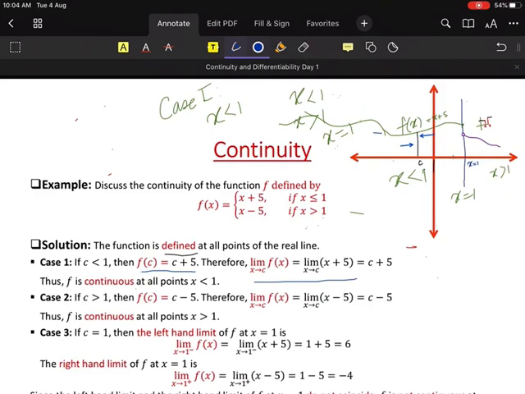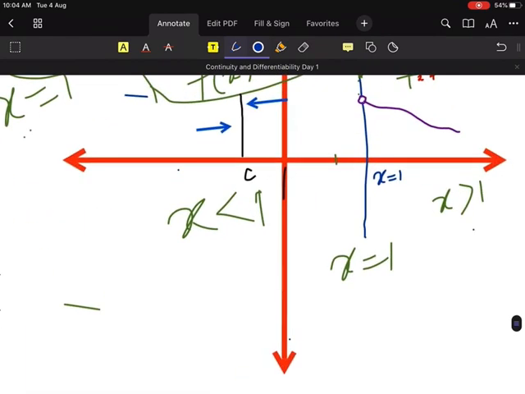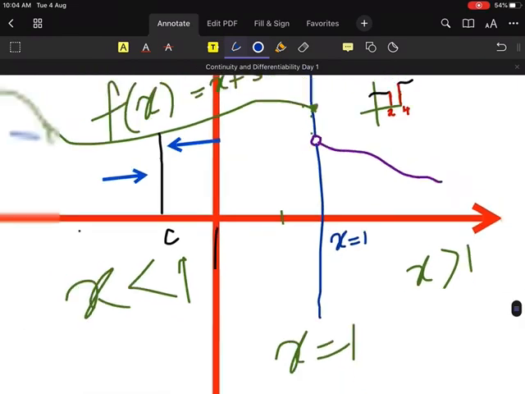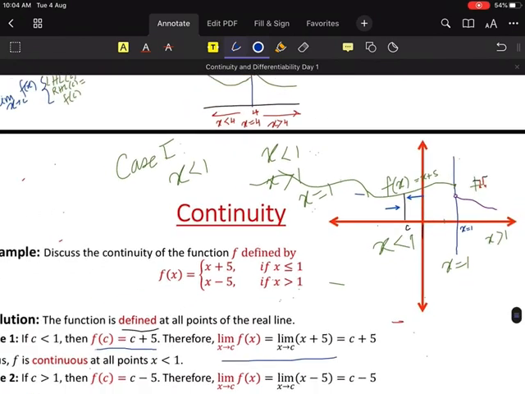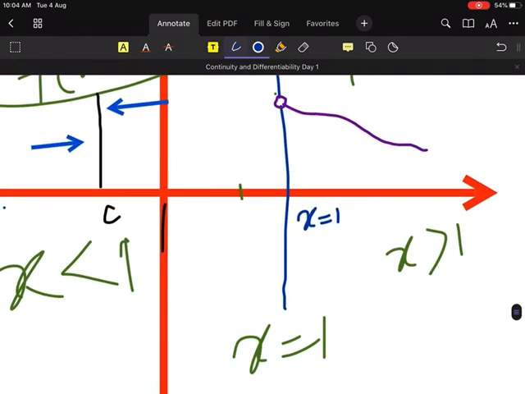Understood? Now we'll be discussing case 2. Case 2 is c greater than 1. Now c greater than 1, again the same thing. You see, x greater than 1, x minus 5. Will x minus 5 ever be undefined when x is greater than 1? If you put 2 in here, if you put 3 in here, if you put 100 in here, you will still get a value. So f(x) will never be undefined when x is greater than 1, when f(x) is x minus 5.